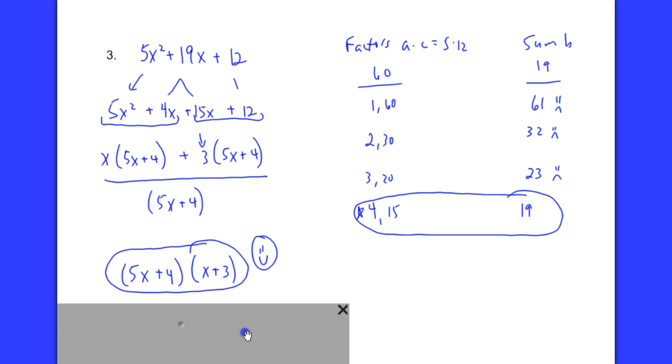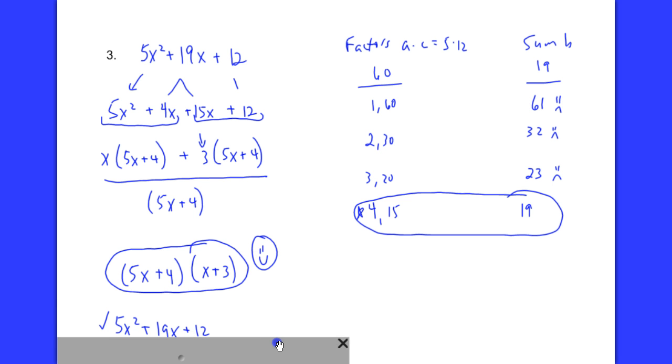You should have checked it. I did that quickly. I just did it in my head here. That's 5x squared. That's 4x, and 15x is 19x. 4 times 3 is 12 right there.